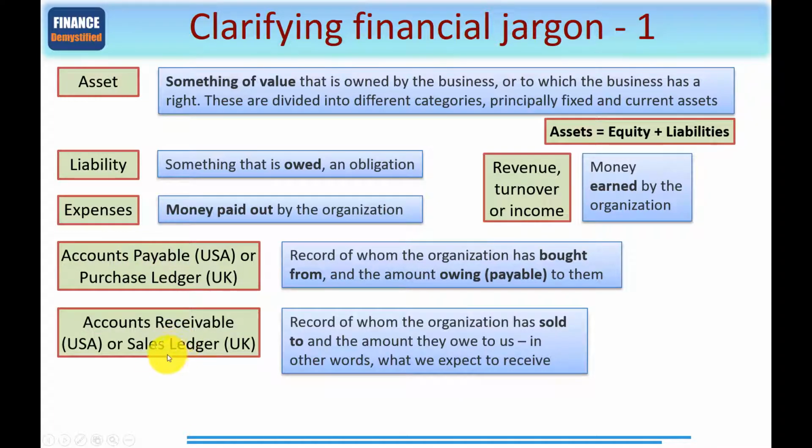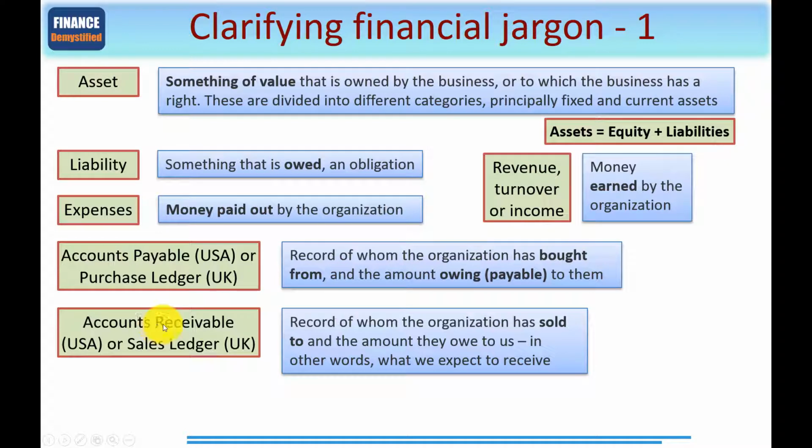Okay, on the other side of the coin, accounts receivable. That's what it's called in the USA. In the UK, the term is sales ledger. What is this? It's a record of whom the organisation has sold to rather than bought from, and the amount they owe us.